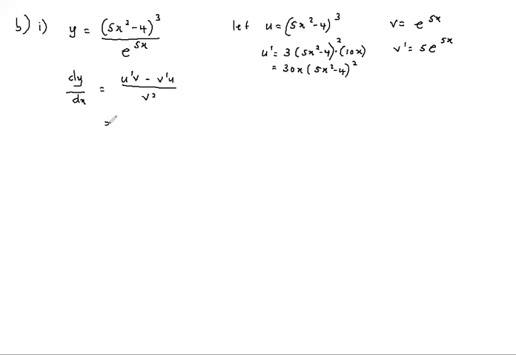That is u prime, 30x (5x squared minus 4) squared, multiplied by v, which is e to the power 5x, minus v prime, that's 5 e to the 5x, multiplied by u, and u is (5x squared minus 4) to the power 3. And then divide everything by v squared.